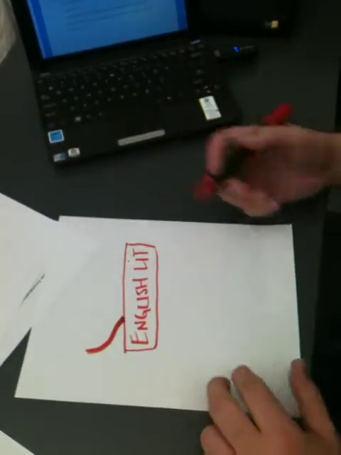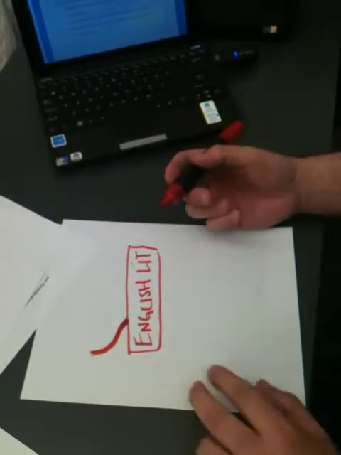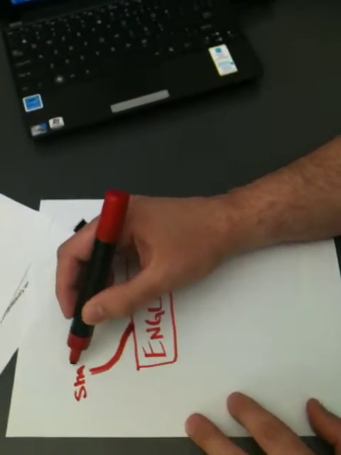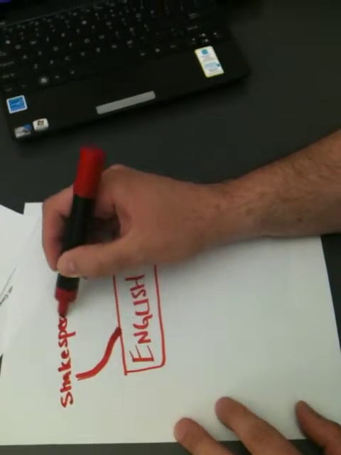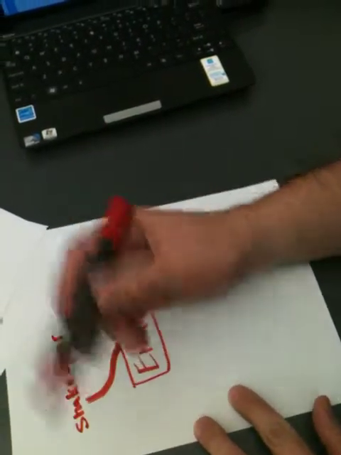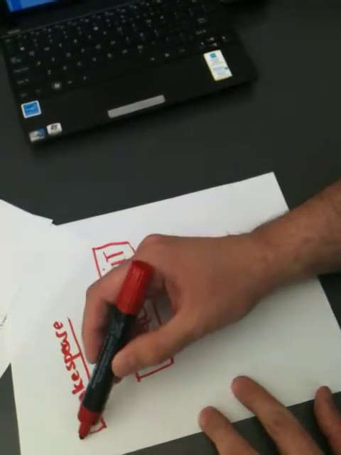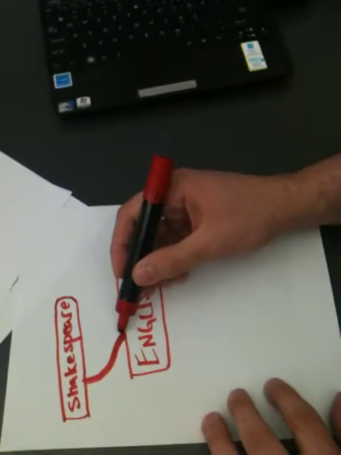Now, English literature, when I think English literature, the first thing that comes to mind is Shakespeare. So you write down Shakespeare. Don't worry about my spellings here, and don't worry about the zoom either.